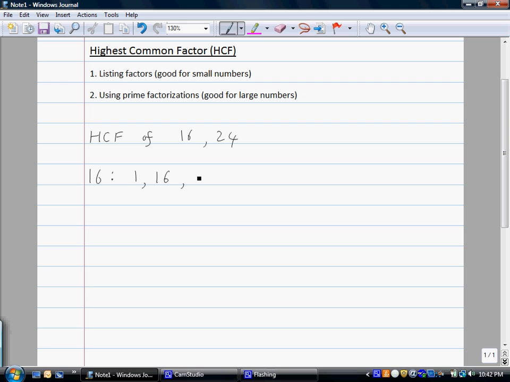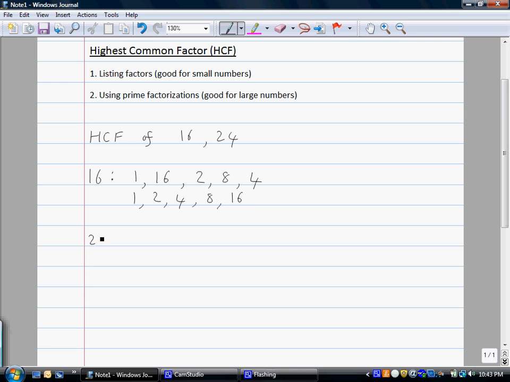And then I go on to number 2. Does 2 go into 16? Yes, it does. It goes 8 times. Does 3 go into 16? No, 3 is not a factor. Is 4 a factor? Yes, 4 times 4 is 16. So these are all the factors of 16. I'll just rewrite them in ascending order, because that will make it easy for me later on.